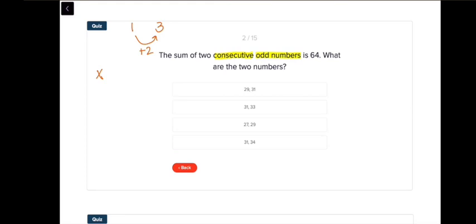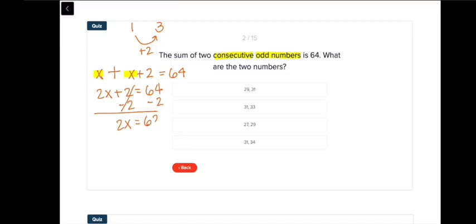So let's say, for example, the first number is x. The next consecutive odd number would be whatever x was, plus 2. Now the problem says to do the sum of these two values, and it has to equal 64. We can combine like terms, and we get that 2x plus 2 is equal to 64. We subtract 2 from both sides, and we get 2x is equal to 62.